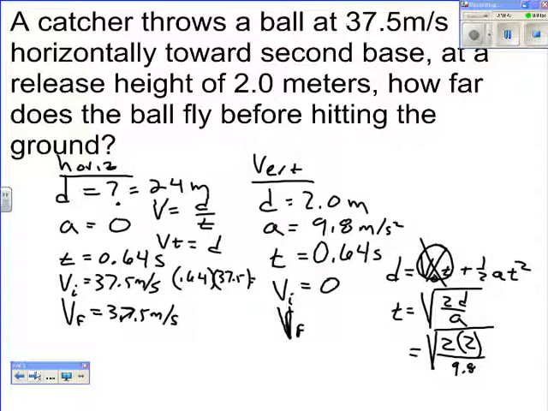Like I said, that 37.5 meters per second, that's a big fastball. Do you see how you do it though? You have to think vertical and horizontal components. You have to treat them separately.